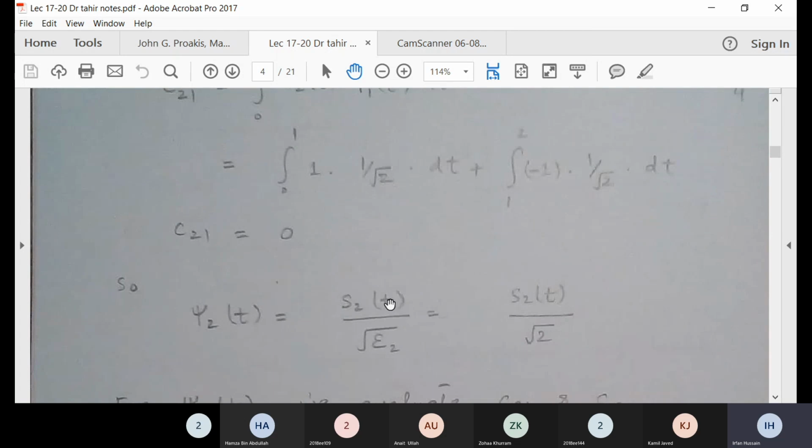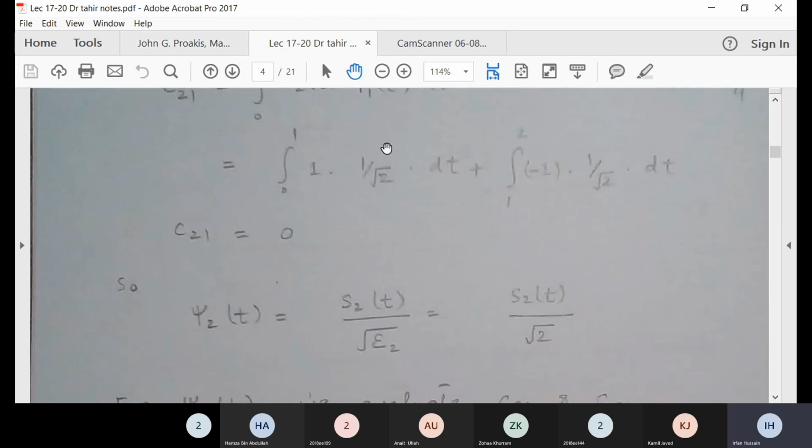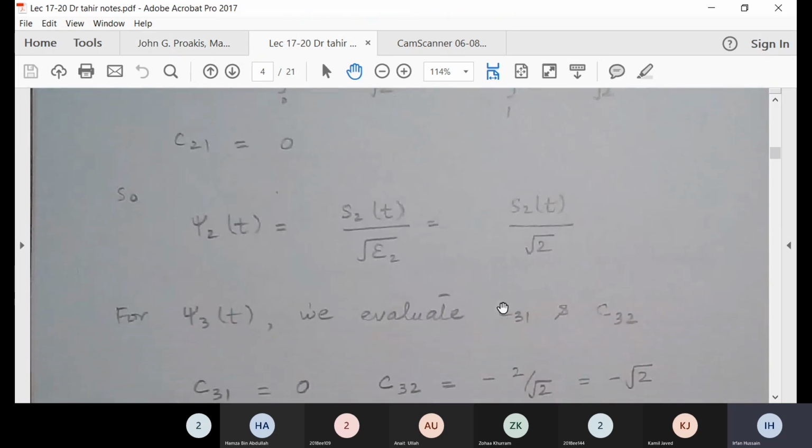So psi2 will be equal to S2 divided by the square root of its energy. You could see its energy also comes out to be 2, and hence you will divide it by under root 2. The energy is 1 square times 1, and this is also minus 1 whole square, which is 1. 1 times 1 is 1, so overall energy is 1 plus 1, which is 2. In this way you got psi2 from S2.